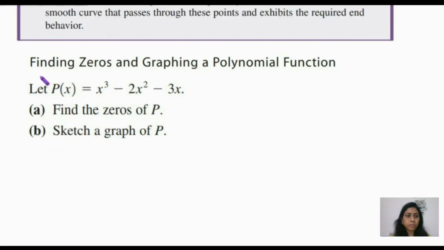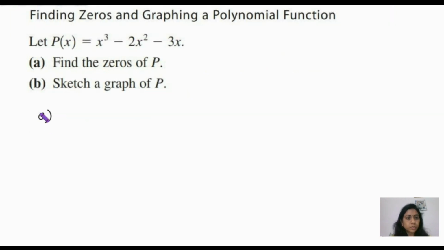Okay, here is today's question: finding zeros and graphing a polynomial function. Let P(x) equal x cubed minus 2x squared minus 3x. Question A: find the zeros of P, and question B: give a graph of P. So first find the zeros. Now, question A.